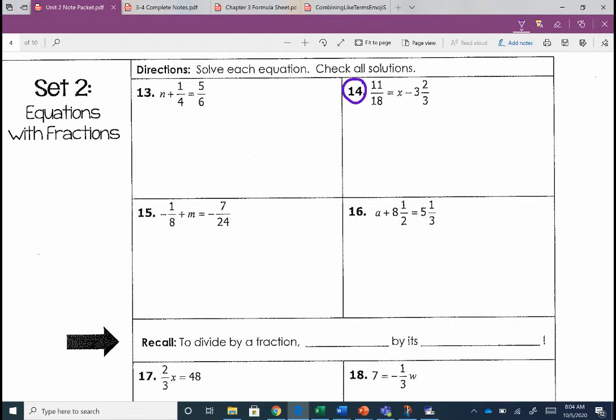So let's look at number 14 together. I know, throwing you guys off a little bit. I want to look at 14 because 14 involves what's called a mixed number. If you look at 3 2/3, that's what we call a mixed number. We have that whole number and we have a fraction after it. That's a mixed number if you're not real fresh on that.